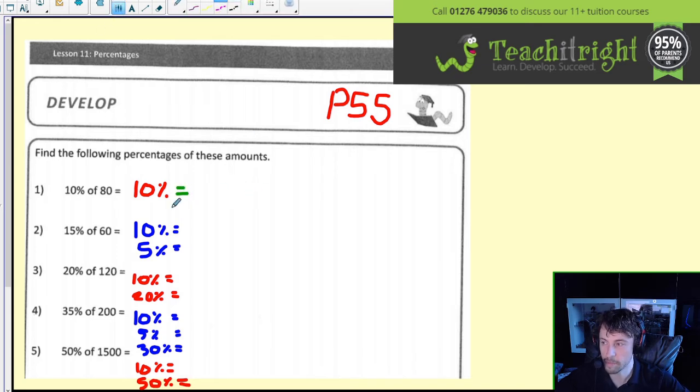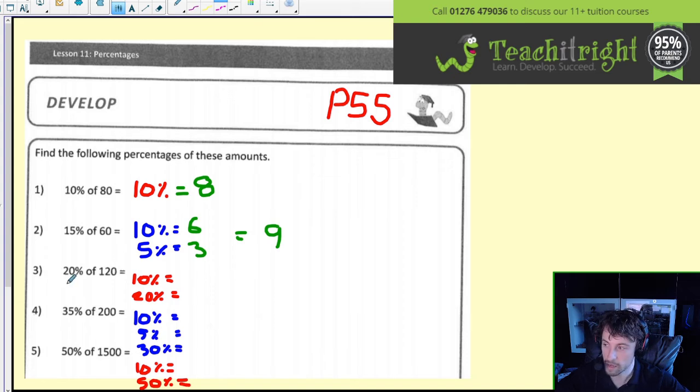So very quickly, 10%, we learnt from earlier that to find 10%, we divide by 10. So 10% of 80 is 8. This one, 10% of 60 is 6, which means 5% is half that, so 3. And from 10% and 5%, I can add that together to make 15. So my final answer for this one is actually 9, because I'm adding both numbers together.